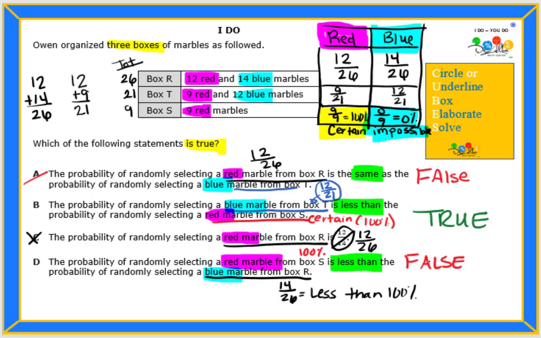So the correct answer here is B. The probability of randomly selecting a blue marble from box T is less than the probability of selecting a red marble from box S, because in box S we are certain, that is 100% sure, that we are going to get a red marble.